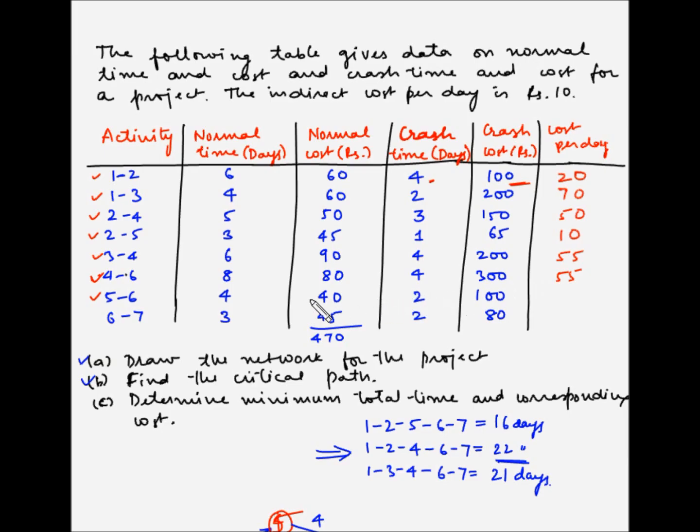The next activity 5 6, so 100 minus 40, which is 60, divided by 4 minus 2, which is 2. So 60 divided by 2 is 30. For the next activity 6 7, 80 minus 45, which is 35, divided by 3 minus 2, which is 1. So this again is 35.